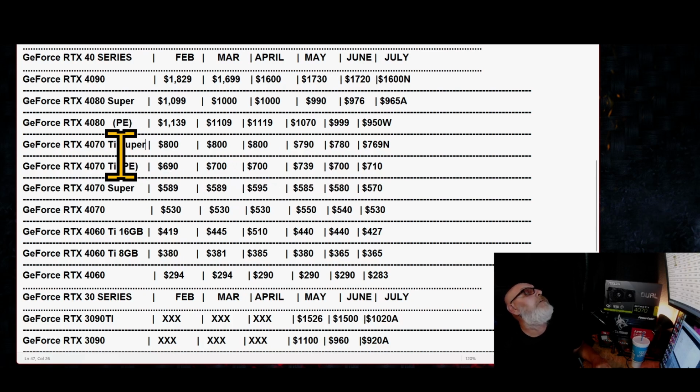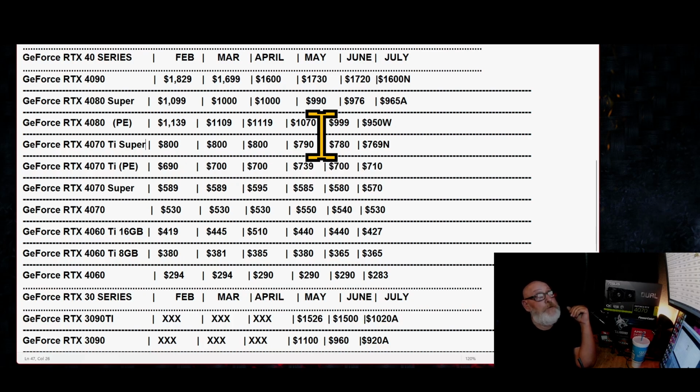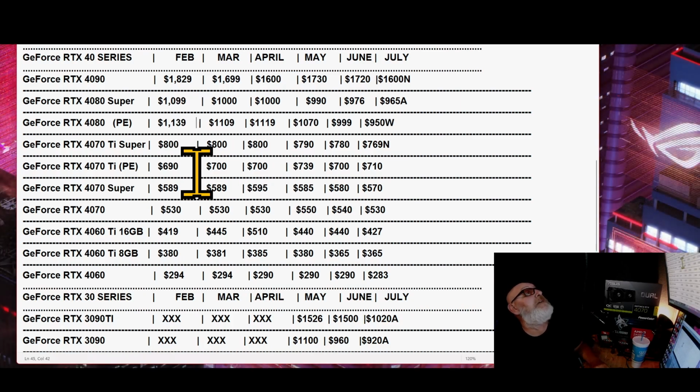Okay. Now, looking at the 4080 Super was $1,099 in February, $1,000 in March, $1,000 in April, $990 in May, $976 in June, $965 on Amazon this month. So just to let you know that, we'll keep moving on.